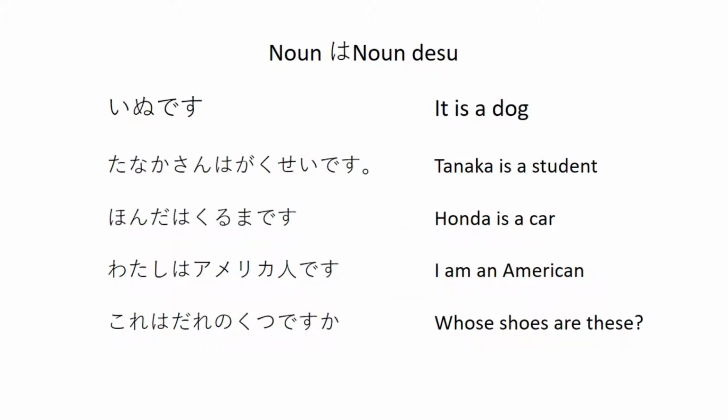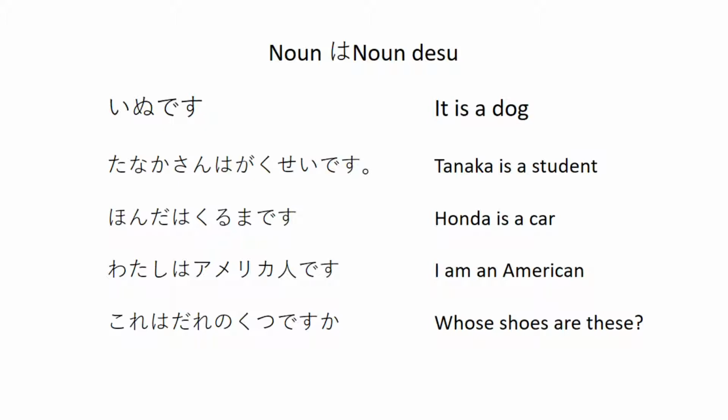First, I will cover the noun wa noun desu pattern. The first sentence is inu desu. It's a dog. This is a perfectly good Japanese sentence. You just need a noun plus desu. Desu is or am, are, etc. Next sentence, Tanaka-san wa gakusei desu. Tanaka-san is a student.